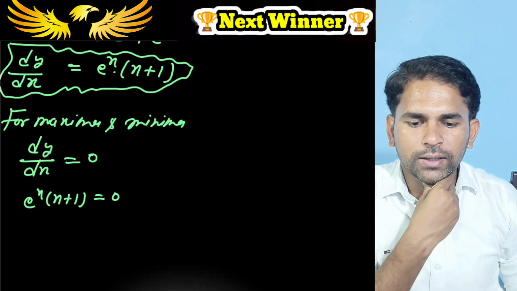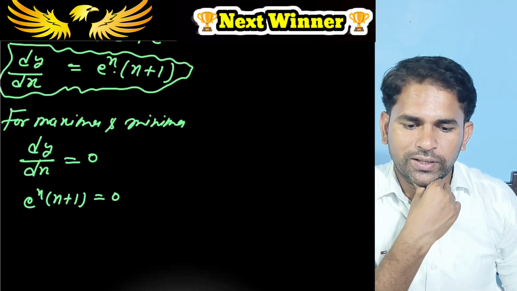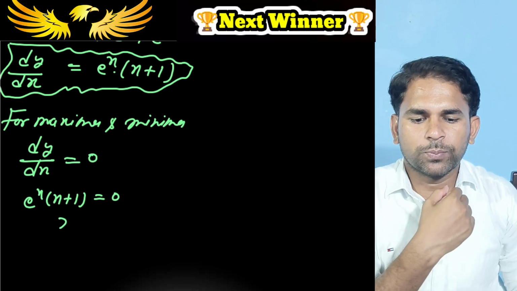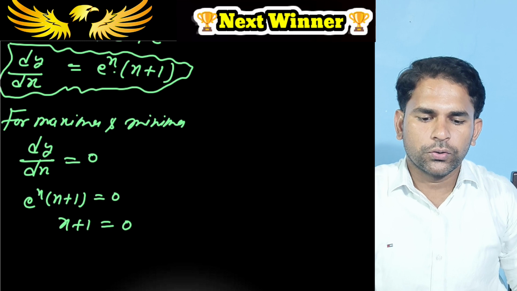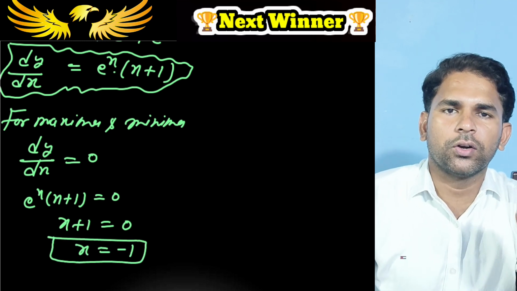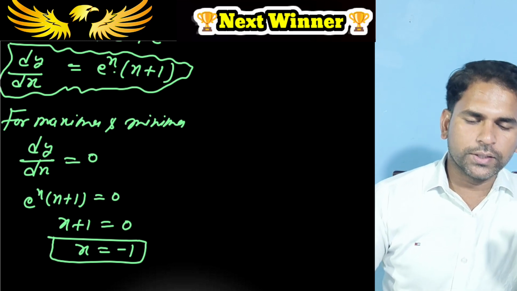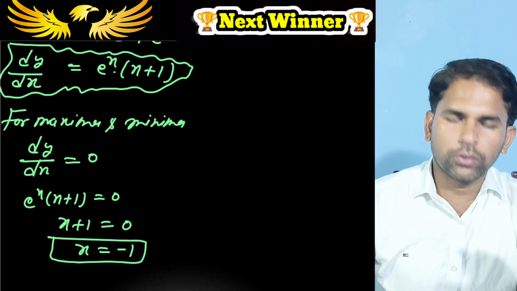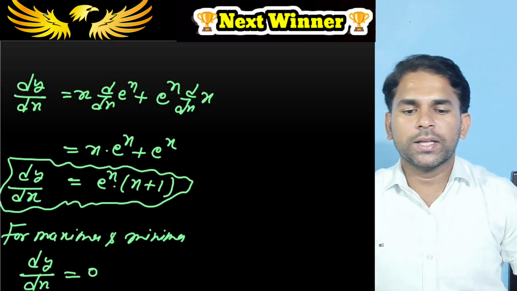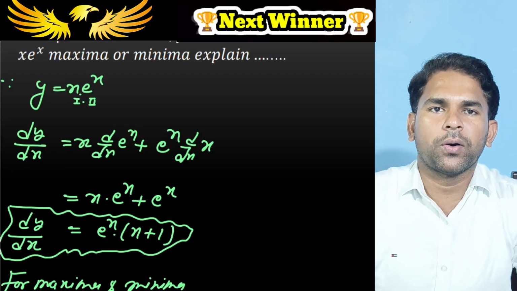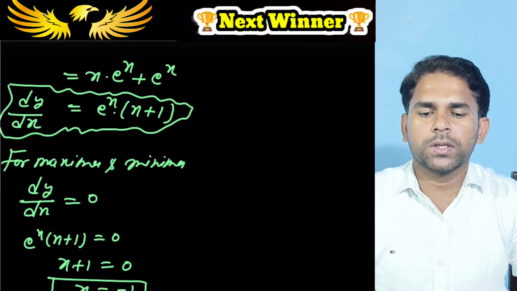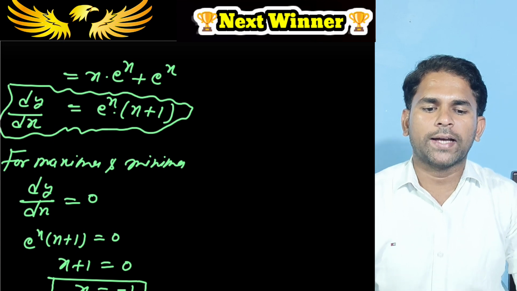Okay, so now finally, we need to find the value of x. So x plus 1 is equal to 0, and finally x is equal to minus 1. You got x is equal to minus 1. After this, when you get this value, you will do the double differentiation of the given function. The given function was y is equal to x e power x, and the first differentiation was dy over dx equal to e power x into x plus 1.